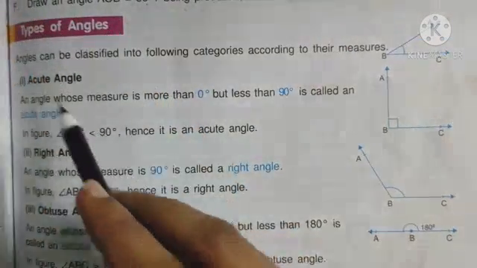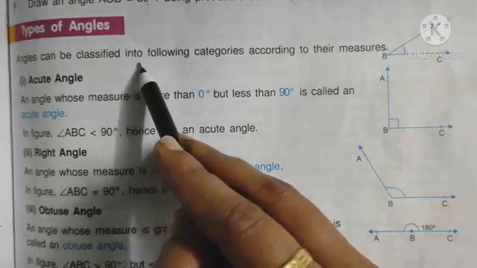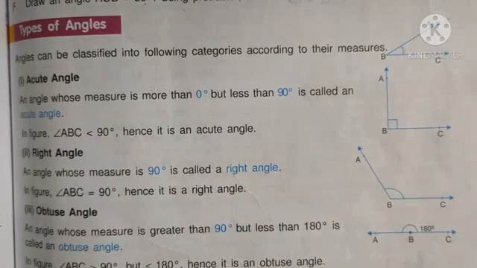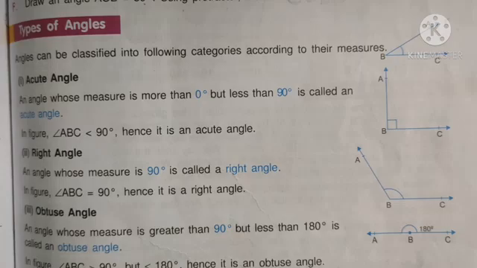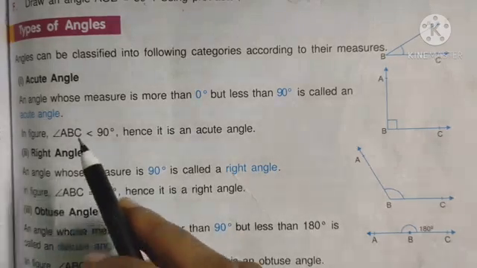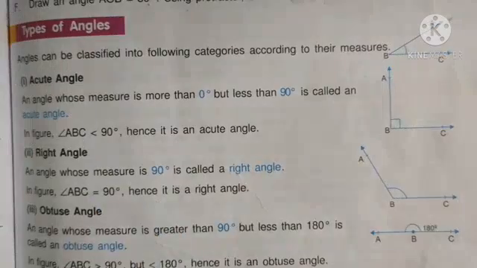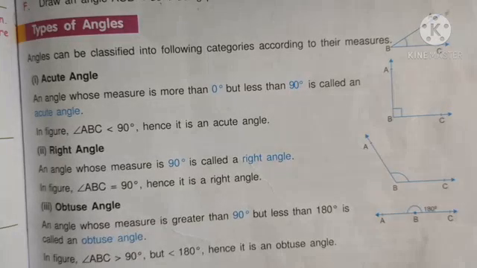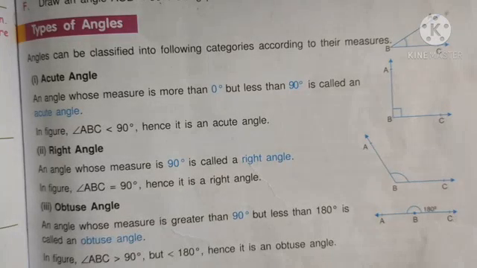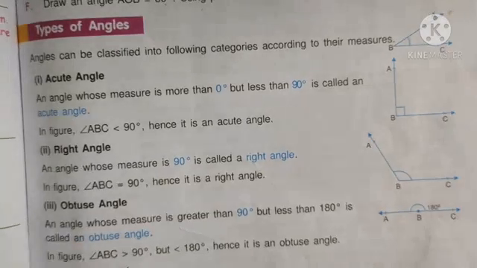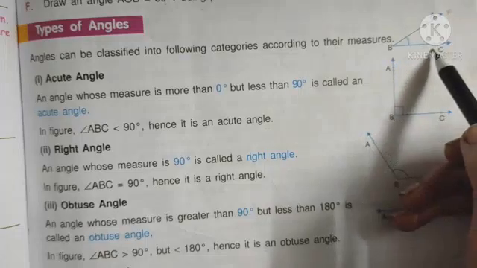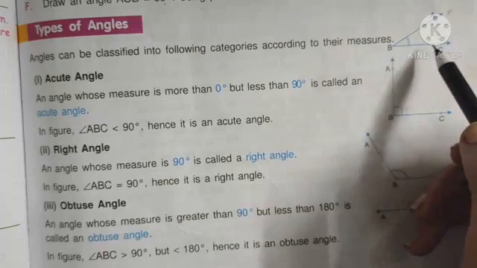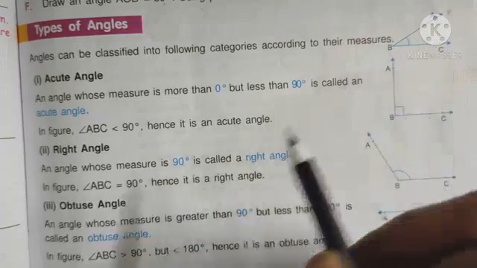Types of angles. Angles can be classified into the following categories according to their measures. So angles are categorized according to their measure. The first one is acute angle. An angle whose measure is more than 0 degrees but less than 90 degrees is called an acute angle. In this figure, you can see angle ABC is less than 90 degrees, so it is an acute angle.